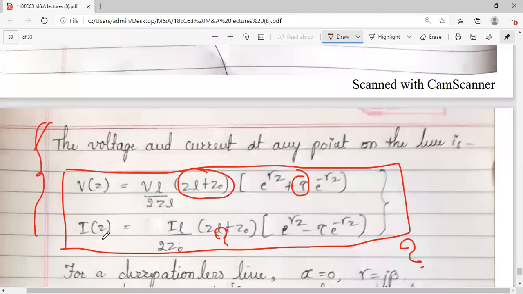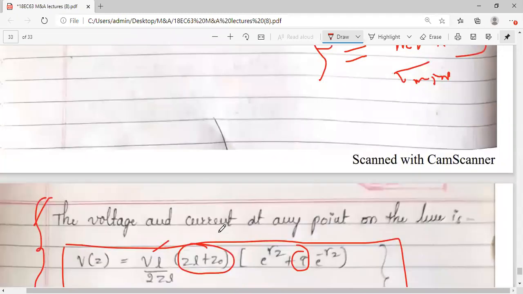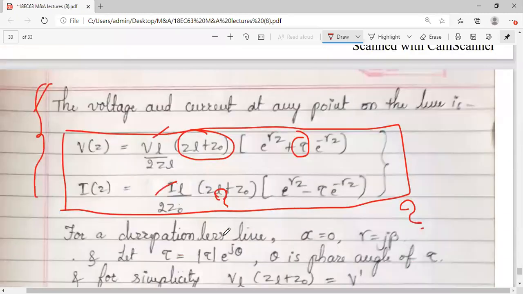We know that V of Z and I of Z are equal to, okay, from where these two equations came, just now I have derived it. These two equations we will take as a reference and we will start solving for the relationship between rho and tau. So in the next class, we will be deriving the relation, and based on that relationship, we will solve a few problems. Okay, thank you so much.